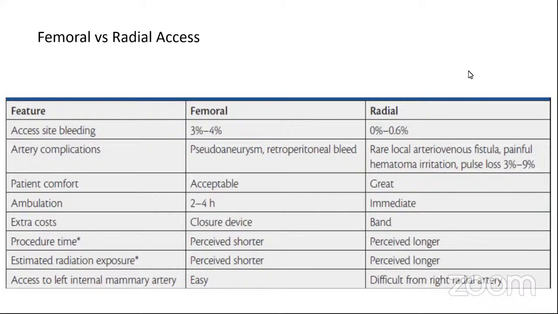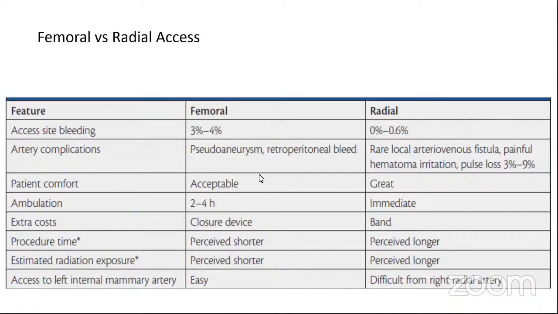Regarding the vascular access, we have a comparison between the femoral and the radial access. Access site bleeding is more common in the femoral than the radial. The artery complications in the femoral can include pseudoaneurysm and retroperitoneal bleed, especially if we puncture the femoral artery a little bit high. The radial complications are rare; however, when they happen, there are AV fistulas, painful hematomas, irritation, and 3 to 9% of patients lose their pulse.